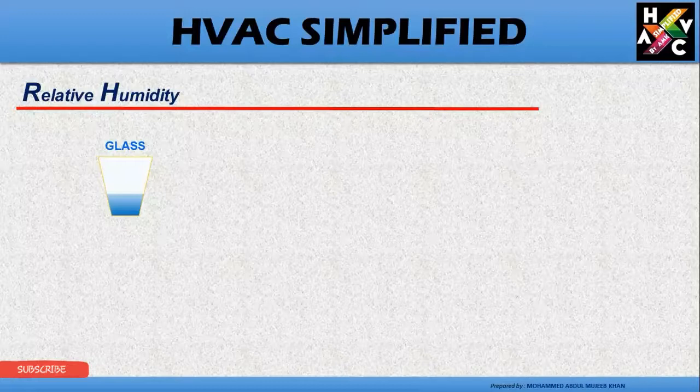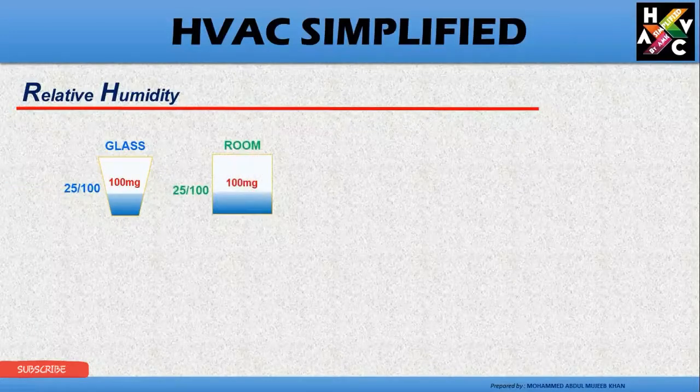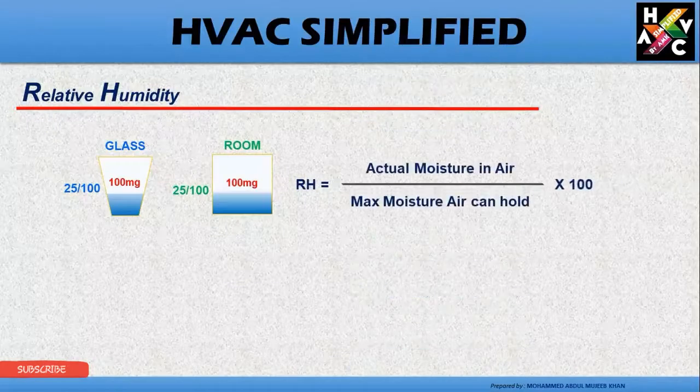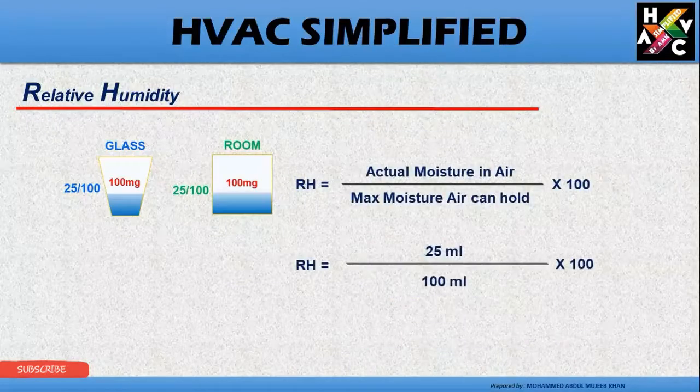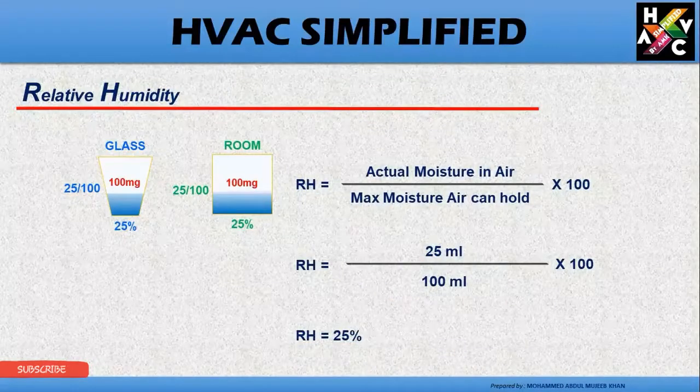Let's see the second example of a 100 milligram glass holding 25 milligram of water, or a 100 milligram room holding 25 milligram of water. Now by using the same relative humidity formula, we can say that in this particular scenario the relative humidity is 25%.